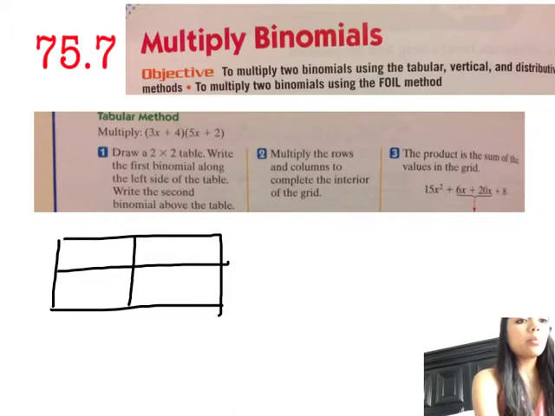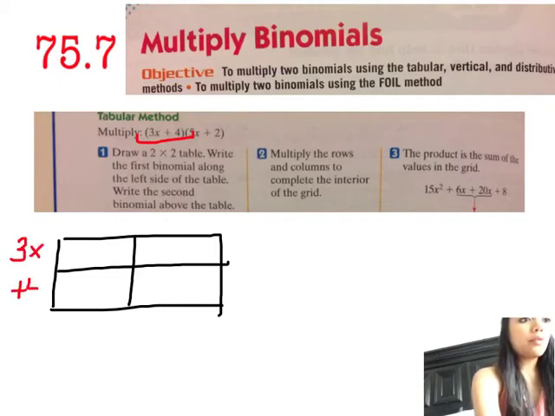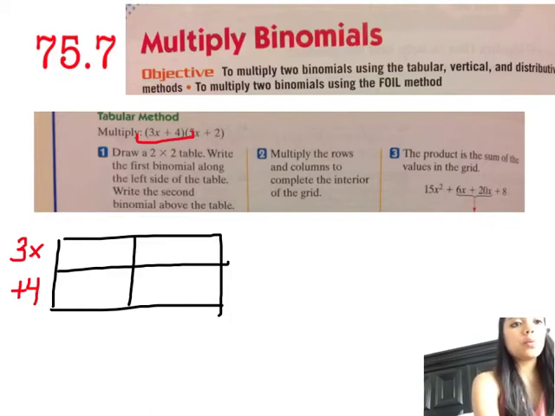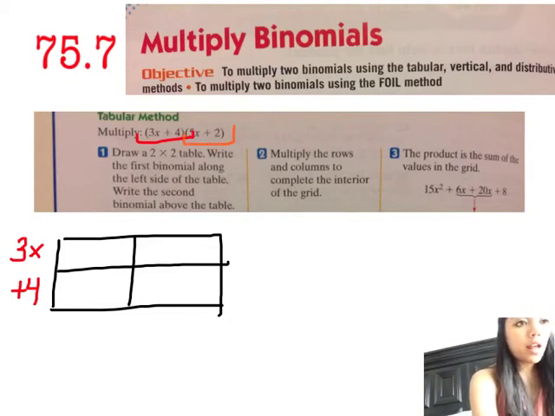So the first binomial is 3x plus 4. So I'm going to write that. And the way I'm going to write it is 3x and then plus 4. So I know my 4 is positive. And then it says, write the second one above the table. So then I'm going to write 5x plus 2 above the table. So then I have 5x plus 2. Okay, so that was step 1.